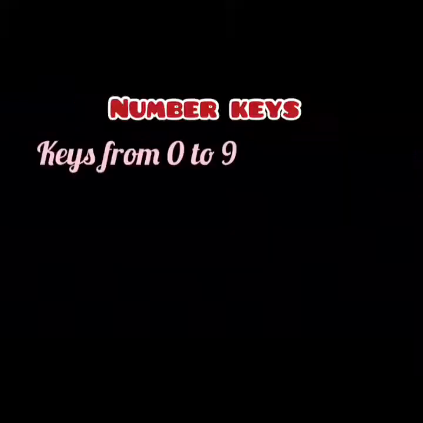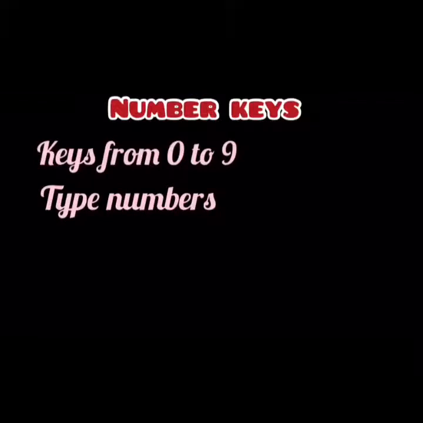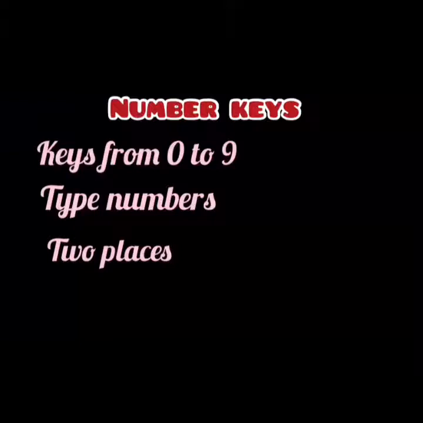Number keys. Number keys are the keys that show the numbers from 0 to 9 on them. These keys are called number keys. What is the use of number keys? We can type numbers. At two places on the keyboard we have number keys. One is on the top of the alphabet keys and the other one is on the right side of the keyboard.